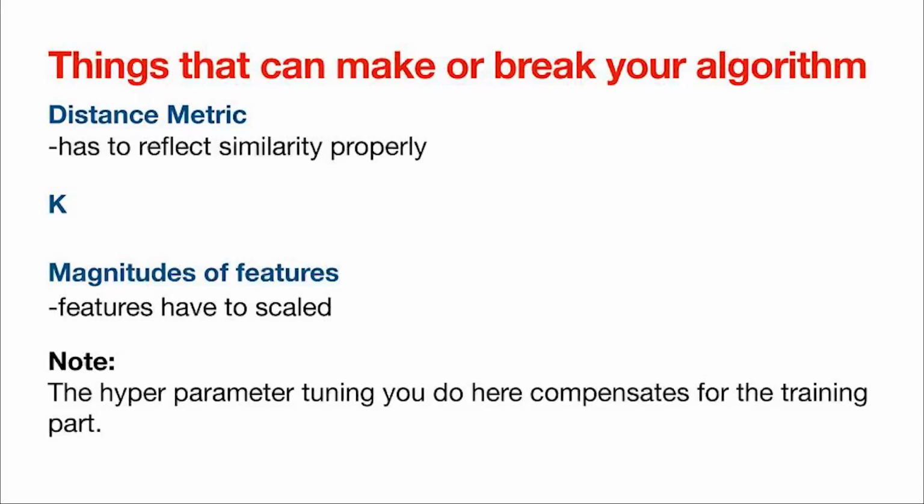The second most important thing is K. What is K? K is the number of nearest neighbors that you are considering when making a prediction. When you are making a prediction, you consider some K data points which are the nearest, and K is the number of those data points. Now, its impact can be really significant, and we will talk about this in detail a bit later.